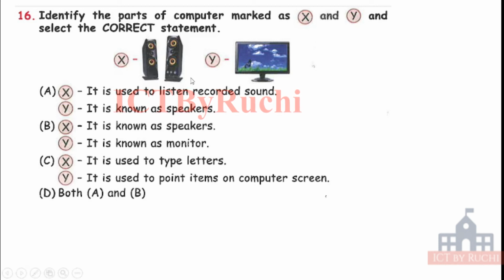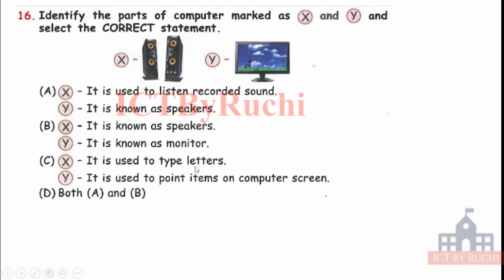Okay. So let's see A. It is used to listen to recording sound. A. Okay, correct. It is known as a speaker. No, Y is not a speaker. Wrong. B. X is known as a speaker. Correct. Y. It is known as a monitor. Now you have to think if it's right or wrong.